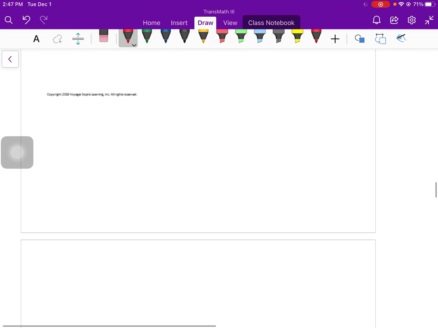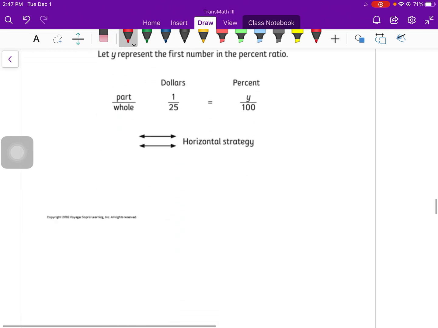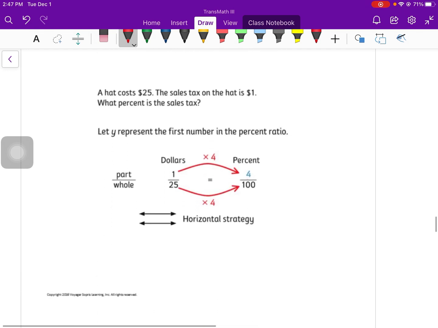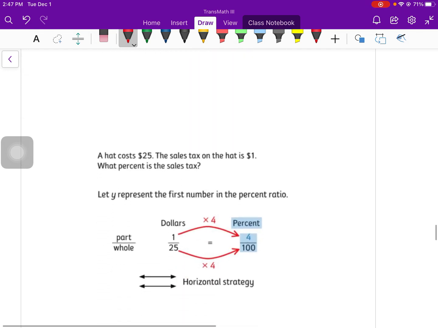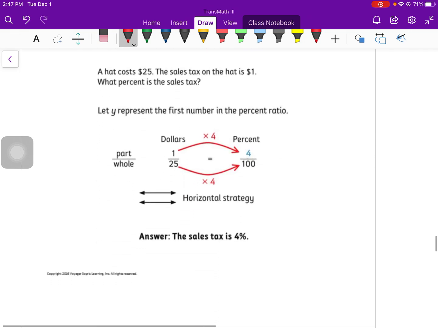So when you're doing this, you're going to have to be careful about a couple of things. Okay, they said use the horizontal strategy, like I said as well. Multiply by 4, you get Y equals 4. What I'm saying you need to be careful about is how you write your answer. So they said the sales tax is 4%.